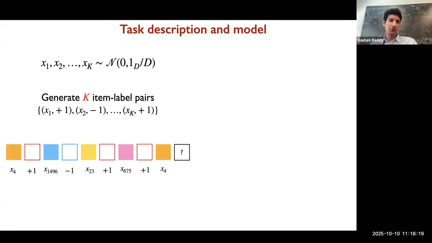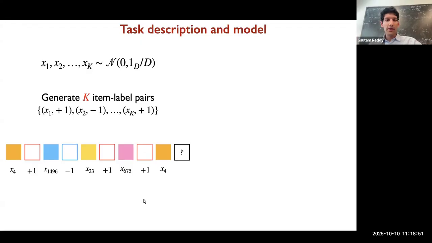Here there are four item-label pairs that we've given in sequence. So there's an orange item and its corresponding label, which is +1, a blue item and its corresponding label -1, and so on. And finally, you ask it to figure out what's the label for a new orange square, x4 over here. And the task of the transformer is to predict, in this case, red, right? So +1, because orange corresponds to +1.